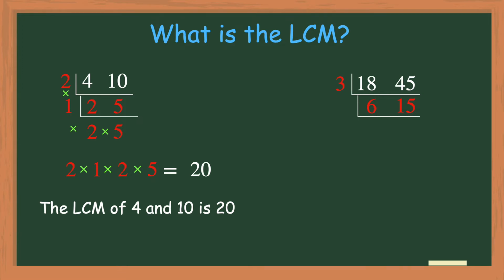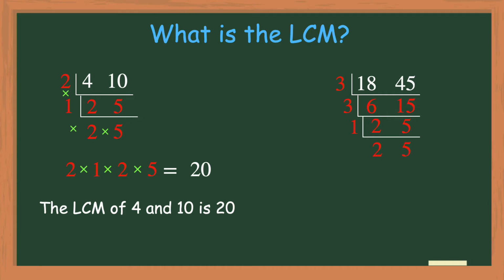I need to choose another shared factor, and I'll choose 3. 6 divided by 3 is 2, and 15 divided by 3 is 5. Looking at 2 and 5, I see that they only share a common factor of 1. So I'll bring down the 2 and the 5.